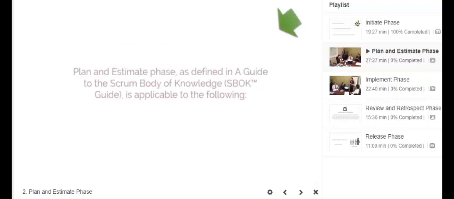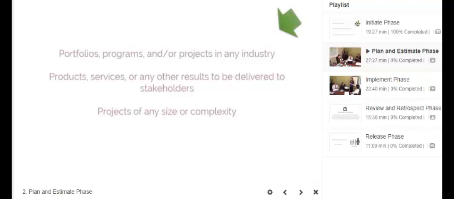Plan and estimate phase, as defined in A Guide to the Scrum Body of Knowledge, or the SBOK Guide, is applicable to the following: portfolios, programs, and/or projects in any industry, products, services, or any other results to be delivered to stakeholders, projects of any size or complexity. Before we discuss the processes in detail, it is important to remember that although all processes are defined uniquely in the SBOK Guide, they are not necessarily performed sequentially or in isolation. At times, it may be more appropriate to combine some processes, depending on the specific requirements of each project.